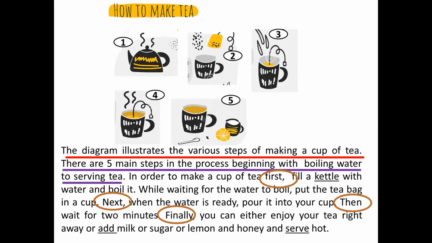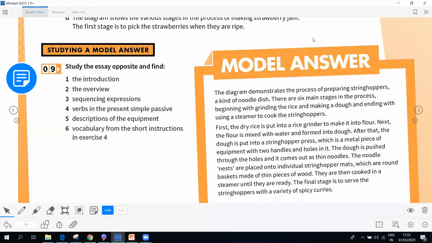So go back to task 9. Now, let's go to task 9 and look for all these 6 items in the model answer. So you can pause the video and note down your answers, or go to the Moodle page and complete the activity on Moodle.